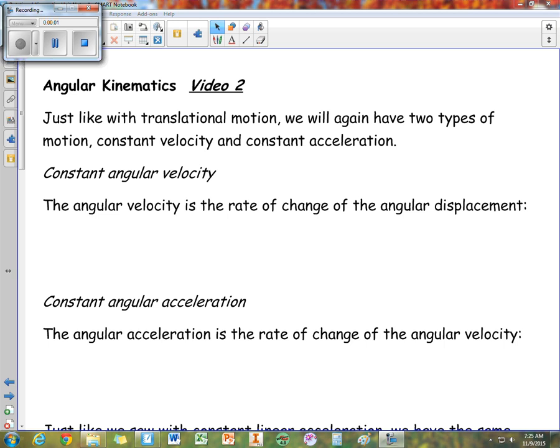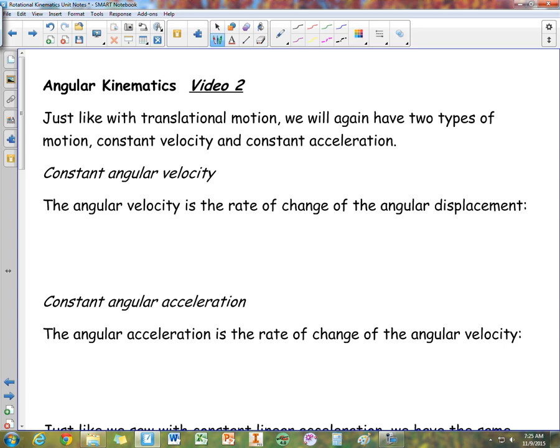Okay, welcome back. For this video, we're going to talk about angular kinematics, especially the angular kinematics formulas. Just like with translational motion, we're going to have two types of motion: constant velocity and constant acceleration. Remember that we get constant velocity when all of the forces acting on an object are in equilibrium, and we get constant acceleration when all of the forces acting on an object are not in equilibrium.